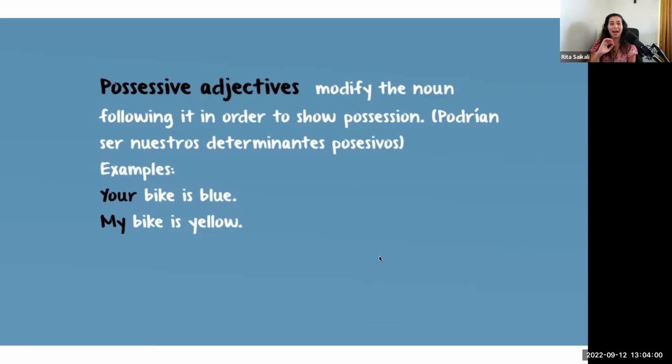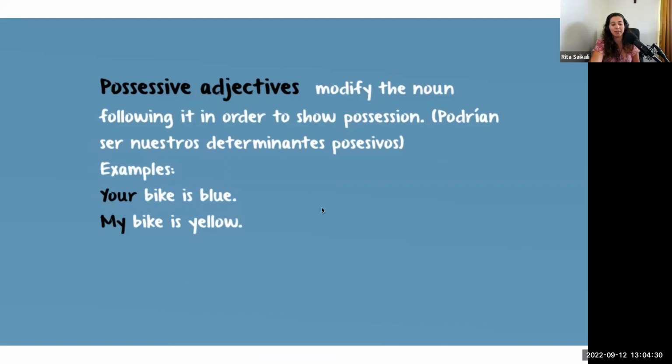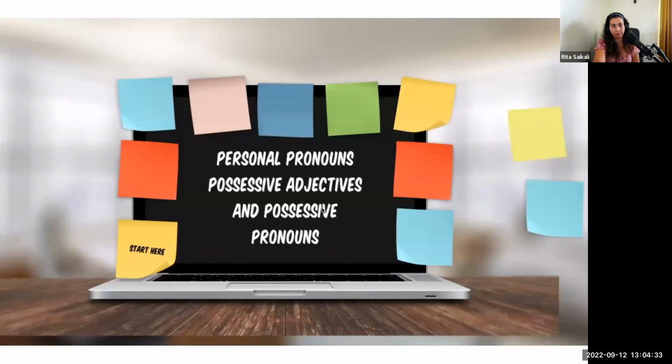Notice that when I was talking, I was replacing the word bike with a possessive word, I used mine. And mine is what we're going to talk about later, and that would be the possessive pronoun, okay? But what you need to know for this part right now is that if it has a noun right after, then it is a possessive adjective.